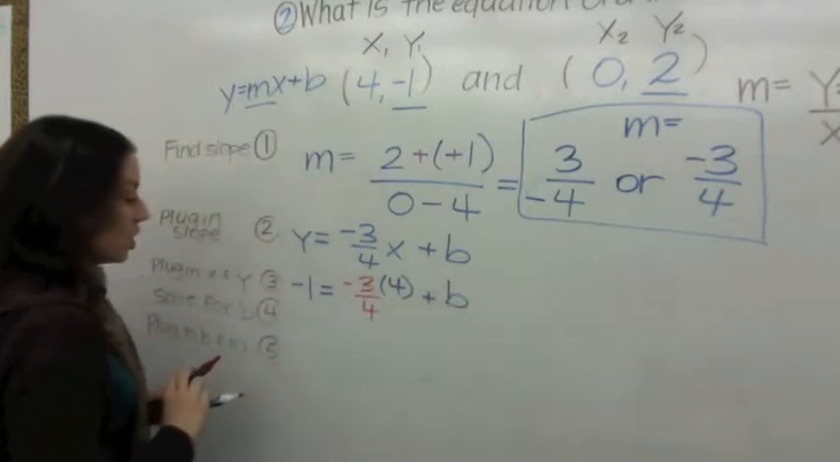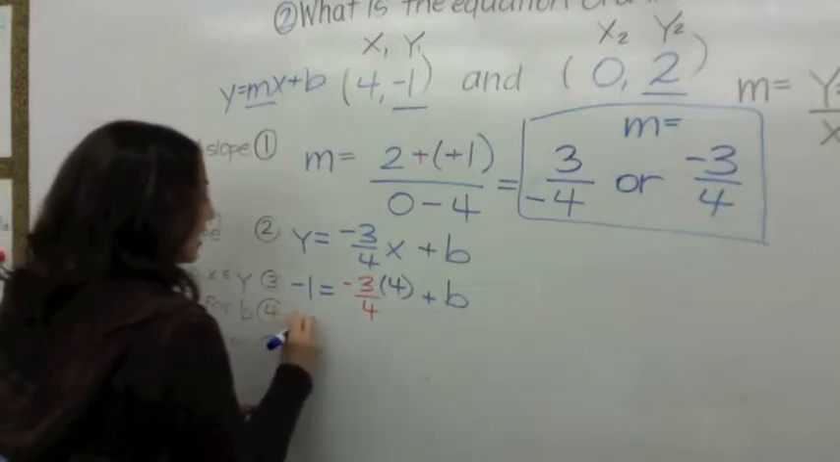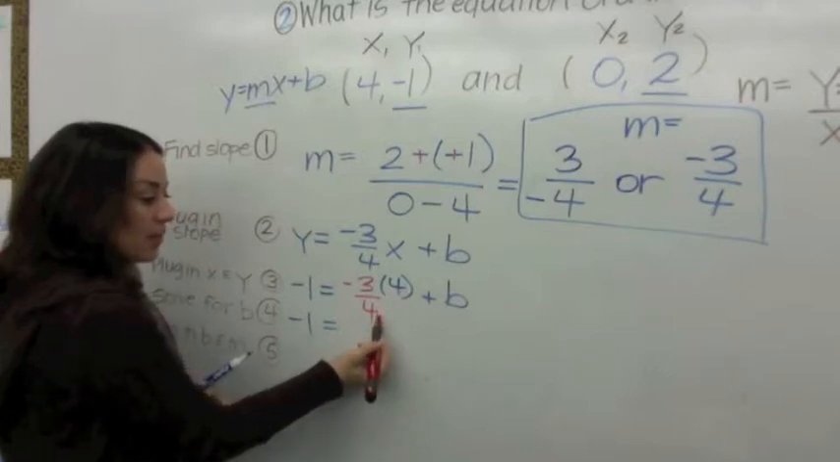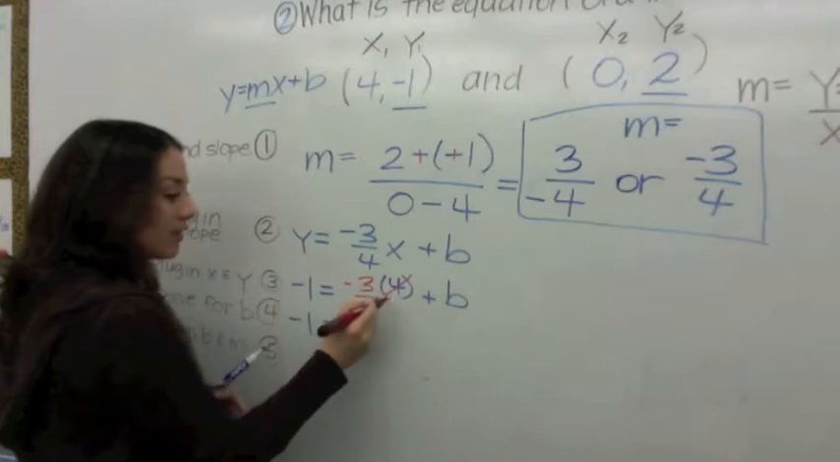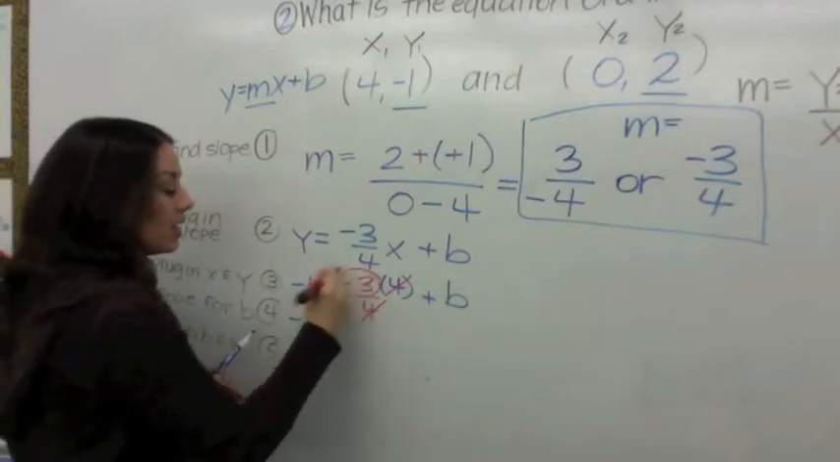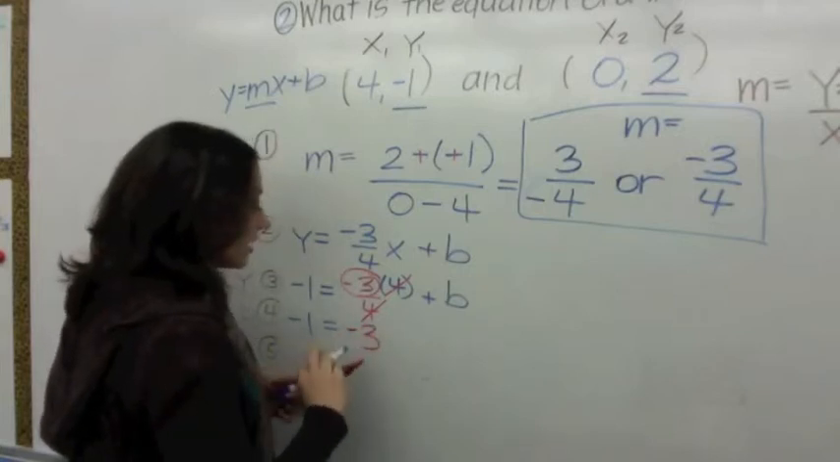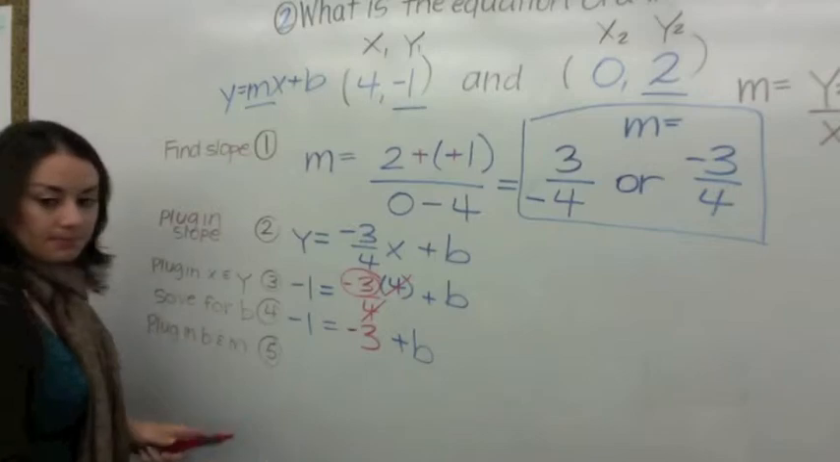Very, very good. So when we solve for b, which is the 4th step, we're going to say negative 1 equals. Is there a 4 at the top of the fraction and the bottom of the fraction? They're being multiplied. What do you do with those numbers? You cross them out because it's 4 divided by 4, which is 1. You're left with negative 3. Very good. Plus b. All right.